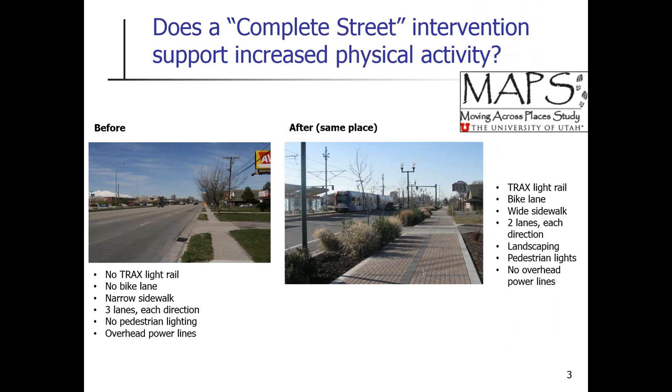Here's a quick peek at our study site. This is the before picture. You'll see no light rail tracks, no bike lane, a lousy little sidewalk here. After, they improved it: a nice, wide, pedestrian-friendly sidewalk with landscaping and pedestrian lighting, and a bike lane and light rail tracks going down here.